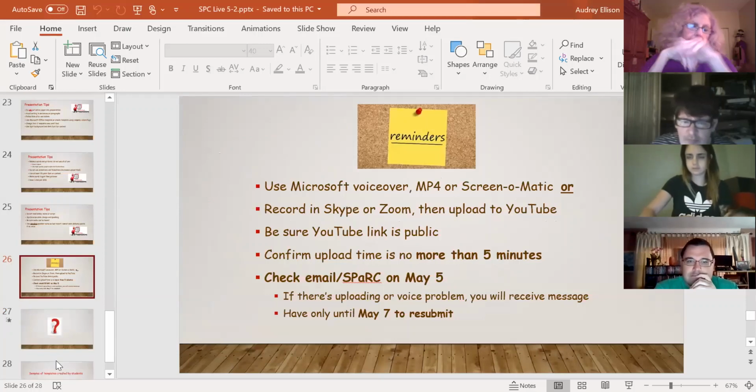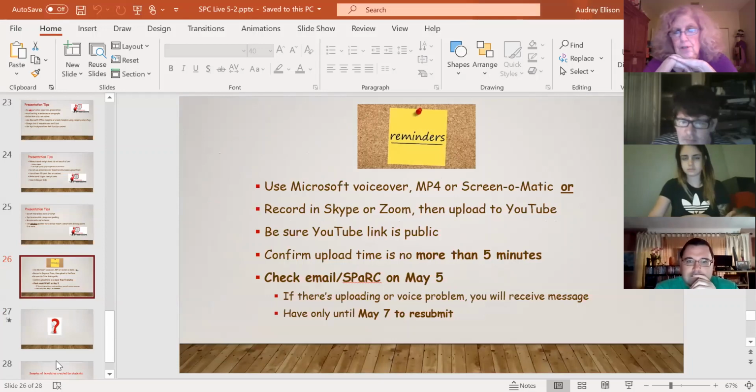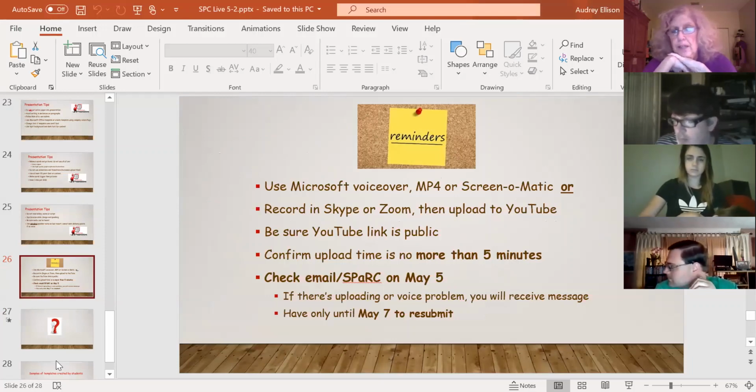To send me a video, you can use either the Microsoft VoiceOver, which is really not a video, it's just voice in your slides. You can use MP4, Screen-O-Matic, or you can record in Skype or Zoom, then upload it to YouTube. If you upload it to YouTube, make sure the link is public. If it's not public, I can't see it.